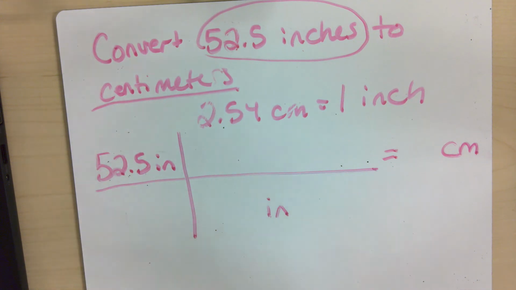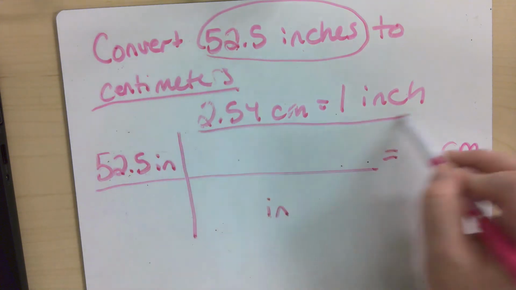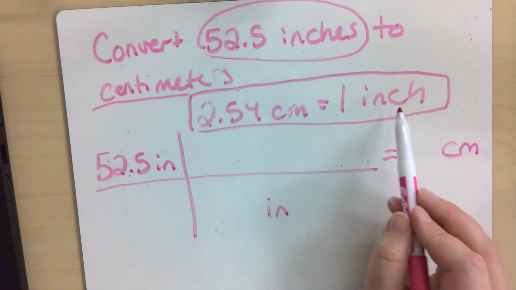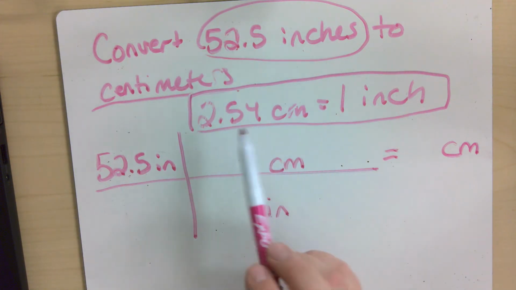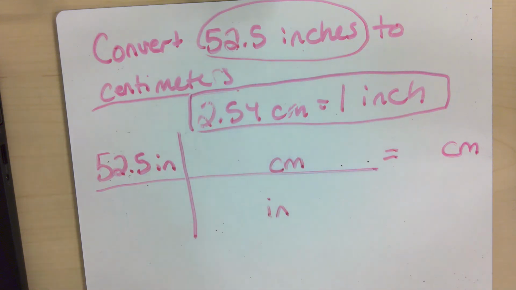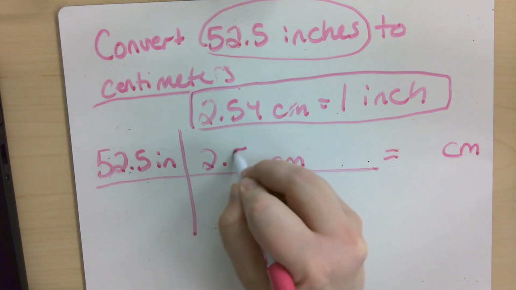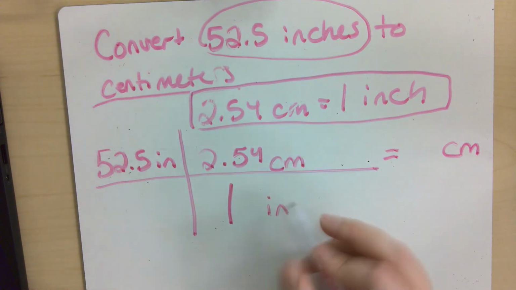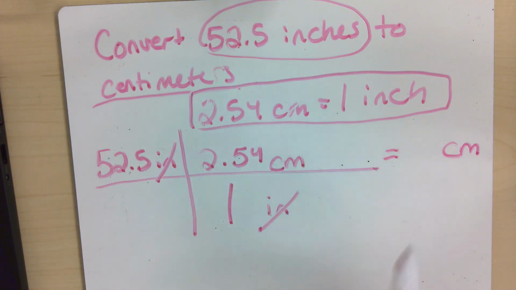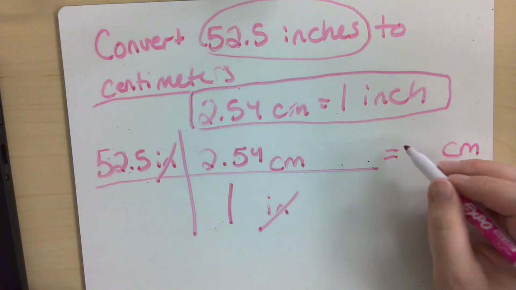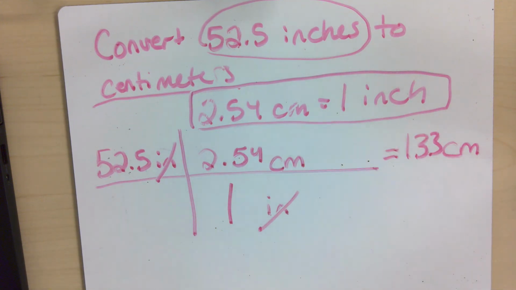So what can I convert inches to? What conversion factor do I have? Well, I was given a conversion factor between inches and centimeters. So now I'm going to put centimeters up here. All right, now I have to say a sentence that has both of those units. So there are 2.54 centimeters in 1 inch. Now I'm going to say it as I write it. There are 2.54 centimeters in 1 inch. Inches cancel out. I'm left with centimeters, which is the unit I want in the end. So that means that I'm ready to go ahead and solve my problem. So 52.5 times 2.54 divided by 1 gives me 133 centimeters.